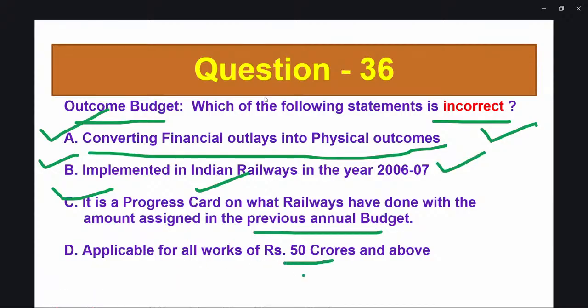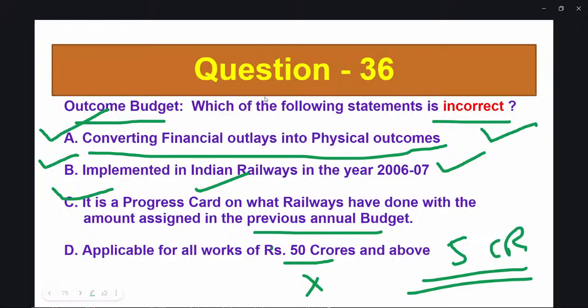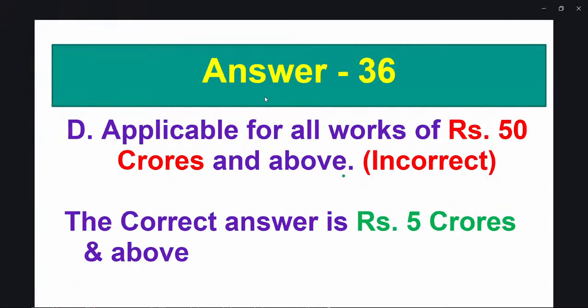And applicable for all works of 50 crores. This is incorrect. 5 crores is the correct answer, not 50 crores. So what is the correct answer? Incorrect means D is the answer. So what is the correct one? 5 crores. Okay.